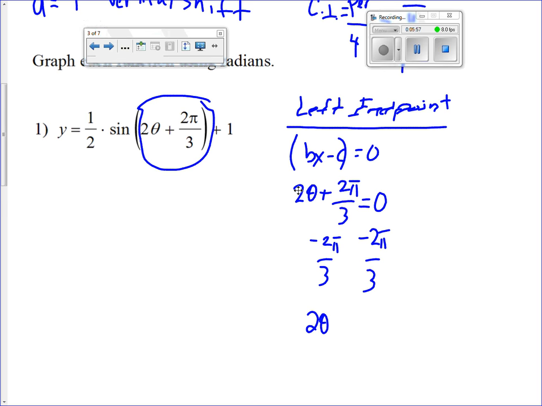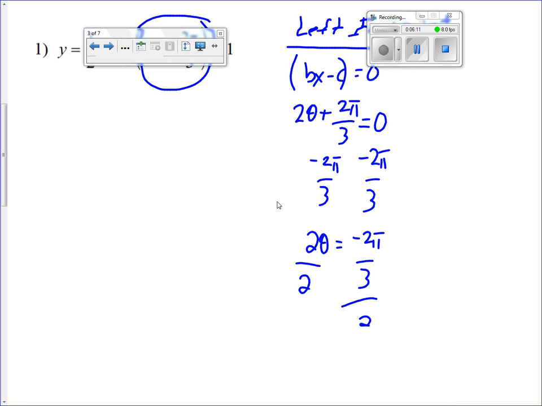So I have 2 theta equals negative 2 pi over 3. And then we're going to divide by 2 on both sides. Okay, so we can't divide a fraction by a fraction, so we're technically going to keep change flip. Negative 2 pi over 3 times 1/2. So I'm going to cross reduce, and it looks like I have a negative pi over 3. So that's where my left endpoint of my graph is going to start.